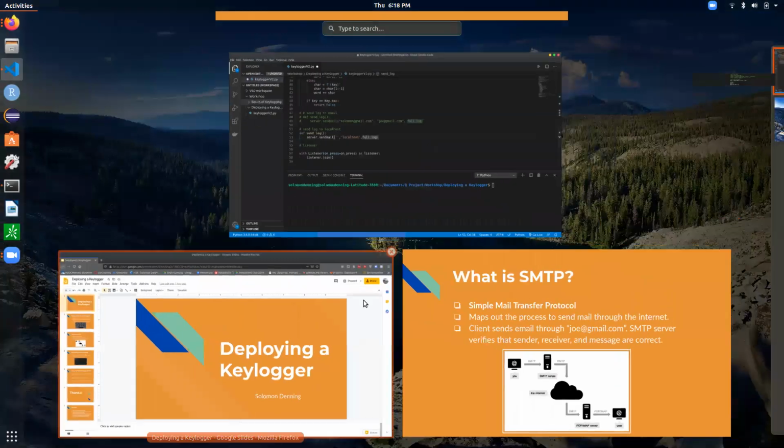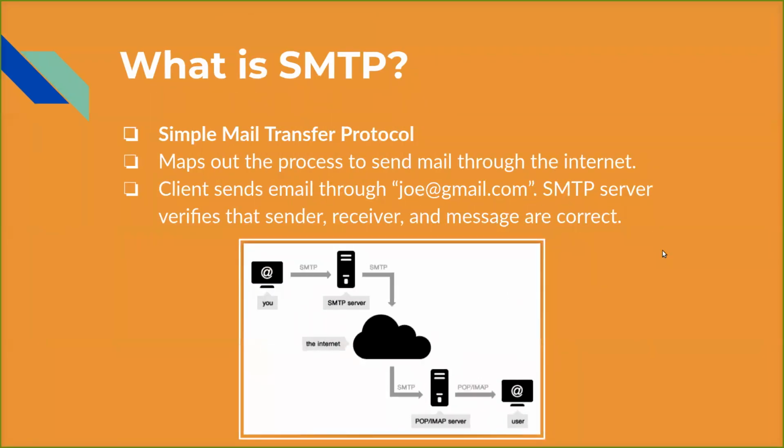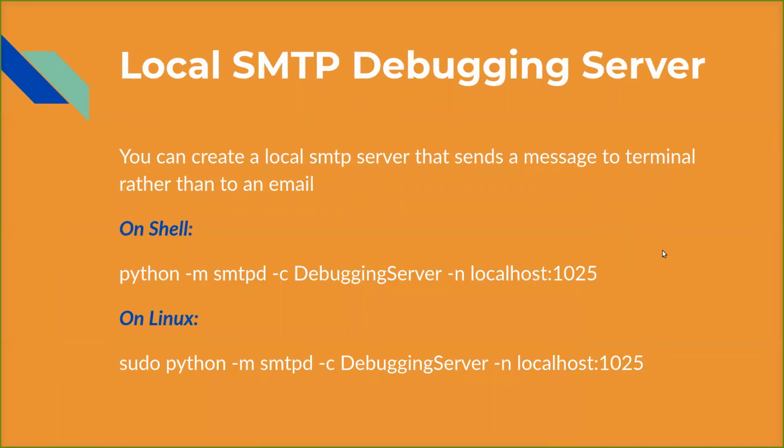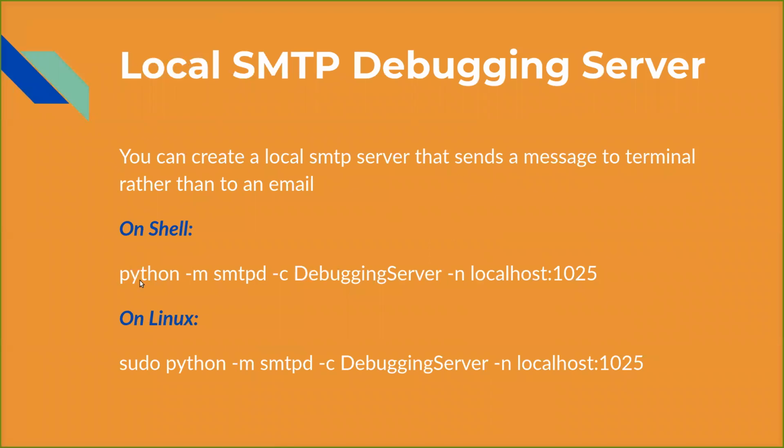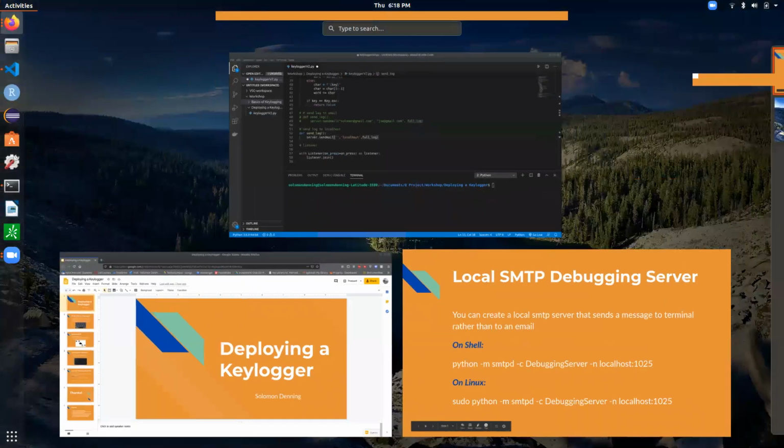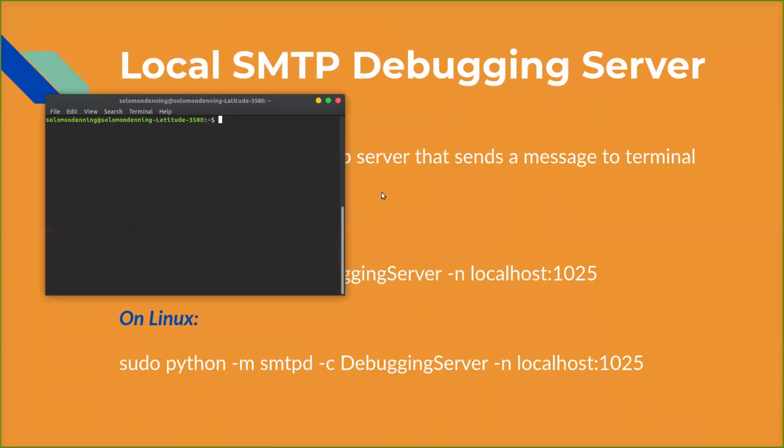And if we go back to here, I was going to mention how you can set up an SMTP server for yourself. It's really simple to do. If you're on Windows, you would just put this line here into your shell. And on Linux, you would put this line. Same thing, you just add sudo. And so let me do that real quick.